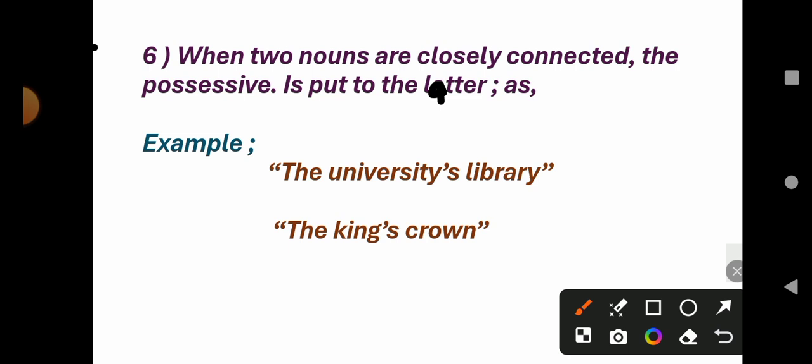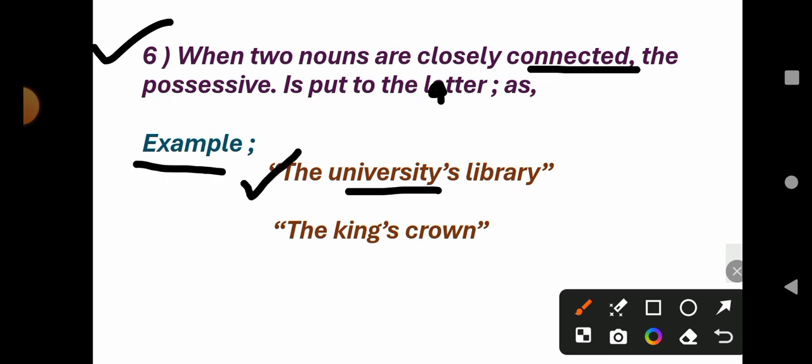The sixth rule is, when two nouns are closely connected in possession, the possessive sign is put to the latter. For example, the university's library. University and library are closely connected. The king's crown. King and crown are closely connected. The reason for adding the possessive sign to the second noun is to show that the two nouns are closely related and the second noun is being possessed and described.